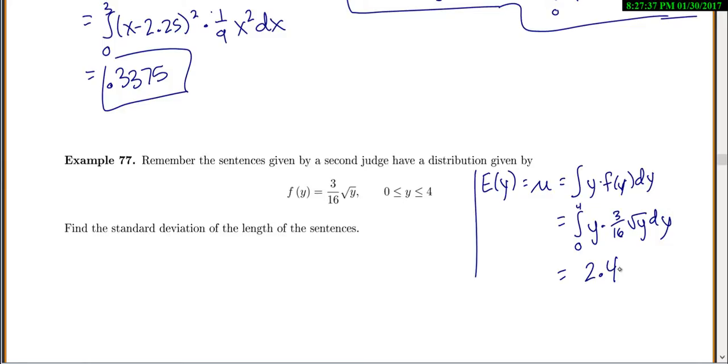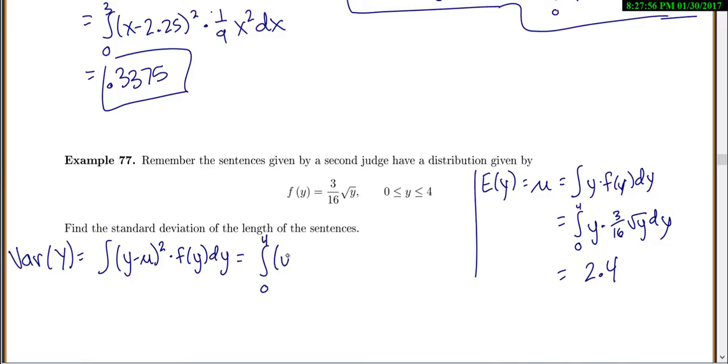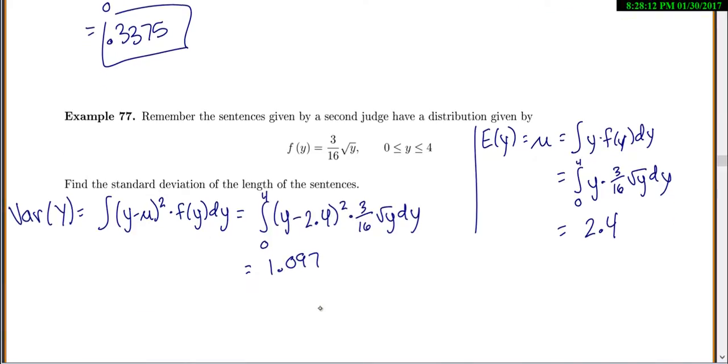Let's find the standard deviation. Before we can find standard deviation, we find the variance. So the variance is equal to the integral of y minus the mean, squared, times the PDF of y. In our case, we'll integrate from 0 to 4 of y minus our average, which is 2.4, squared, times 3/16 square root of y dy, which equals 1.097. And so the standard deviation is the square root of that. The square root of 1.097 equals 1.047. So that's our standard deviation.